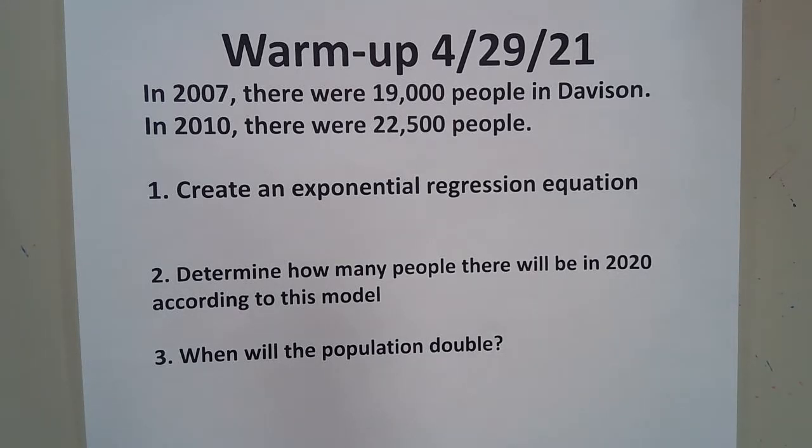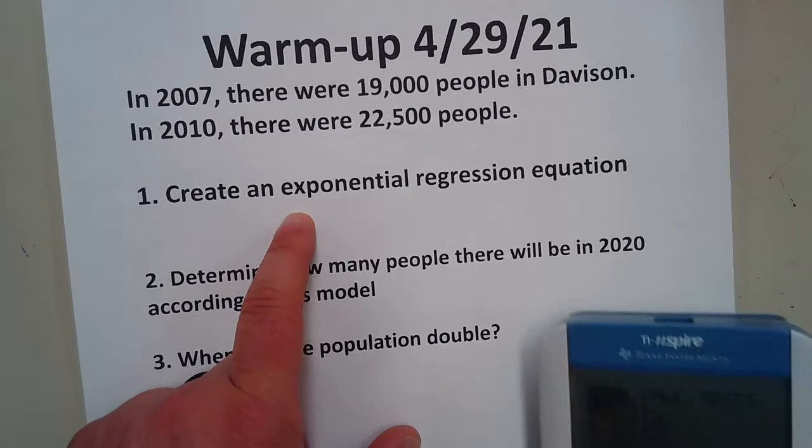All right, so I figured it'd be a good idea to do a regression example. So this one says 2007, there were 19,000 people in Davison. In 2010, there were 22,500 people. I just made those numbers up. I don't think those are accurate, but just for the sake of the problem. So create the exponential regression equation.